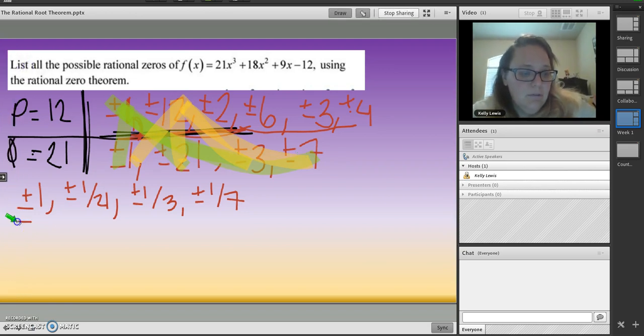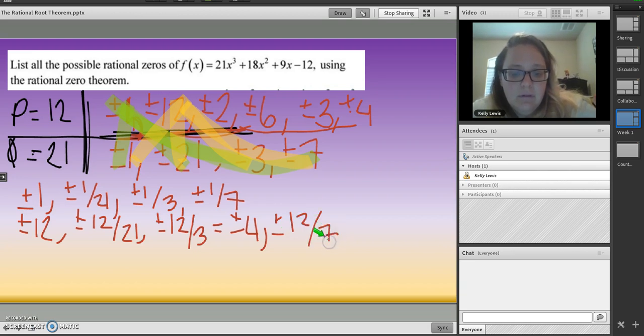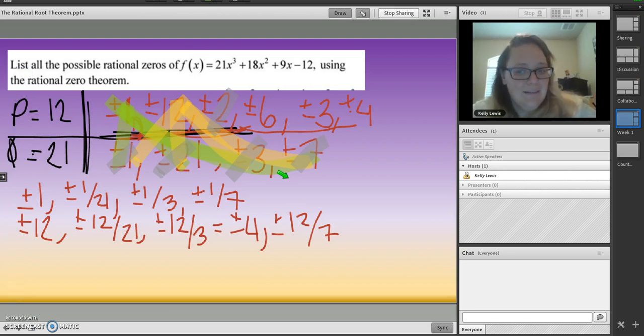Okay, so 12 over 1 is 12. 12 over 21. 12 divided by 3 is really 4, so I'm going to write that out. And then we have 12 over 7. Now we do 2 over each of these numbers. Okay, I'm practicing the skill. I'm not going to ask you a crazy one like this.